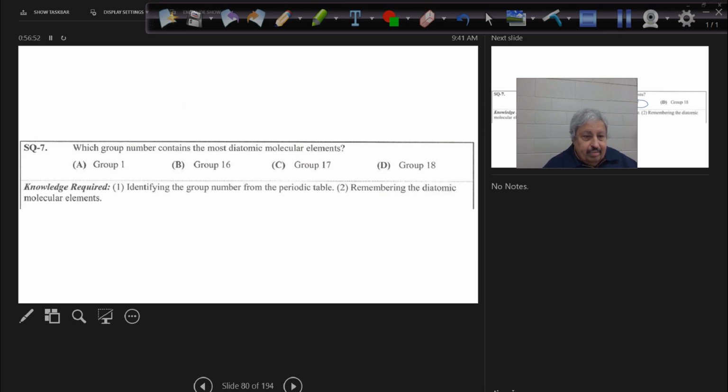Okay, guys, a couple of minutes and then we are done, 2-3 minutes and then we are done. Which group number contains the most diatomic molecular elements? You look at the table, diatomic molecular elements. Which ones are present in nature as such? Fluorine in nature, F2. Chlorine, Cl2. Bromine, Br2. Iodine, I2. And astatine, At2.